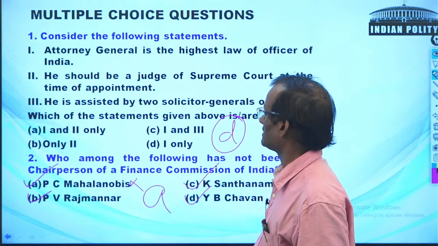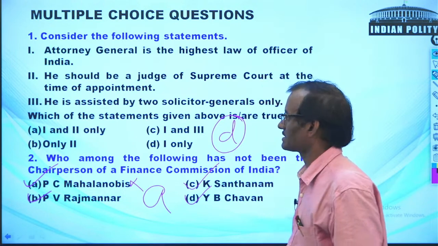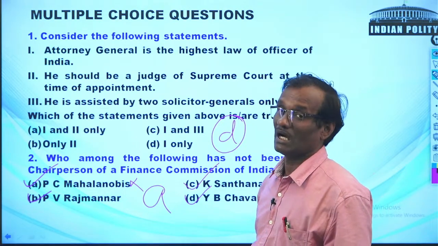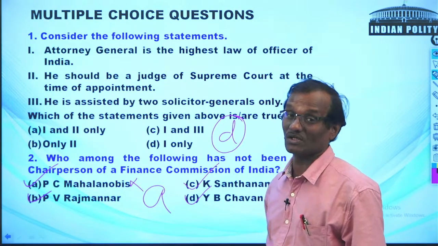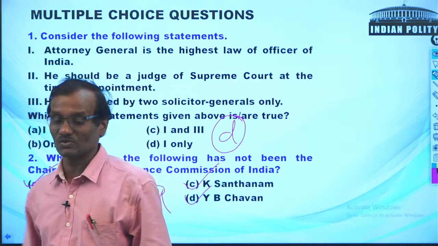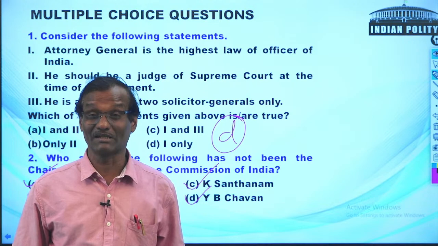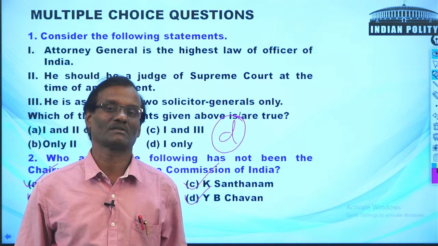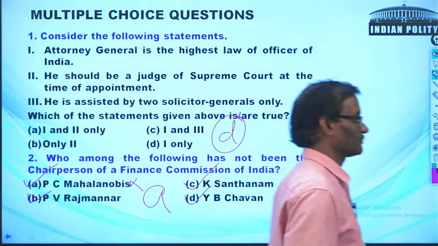D is correct because only one statement is correct. The other 2 and 3 are incorrect. Although the 3 is partially correct, it is not fully correct. So the Attorney General is assisted by not only 2 Solicitor Generals, but also 4 additional Solicitor Generals. Keep in mind. Okay. So answer is D and A.